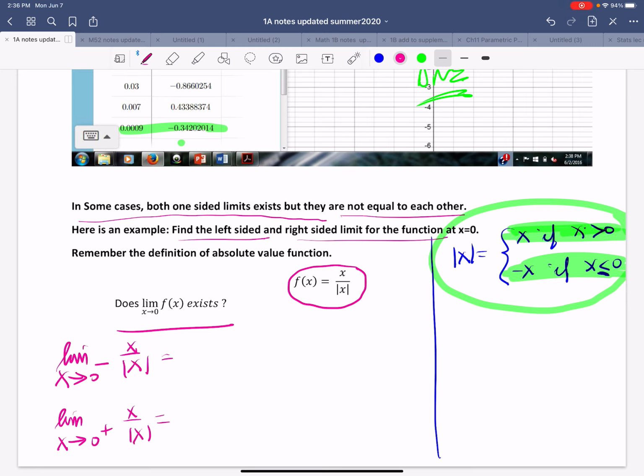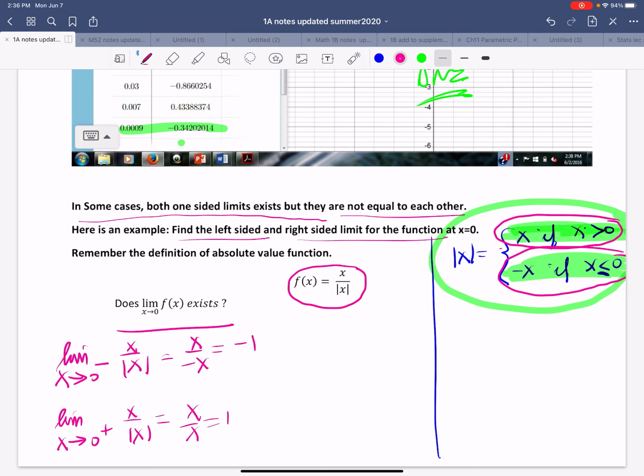We need to have equal sign in one of those to make sure the function is continuous here. So if I'm coming to 0 from the positive side, absolute value of x would be equal to x, and that would be x over x, which is equal to 1. And if I'm coming from the left-hand side of 0, absolute value of x would be equal to negative x, or opposite of x, and that would be x over negative x, which is negative 1.